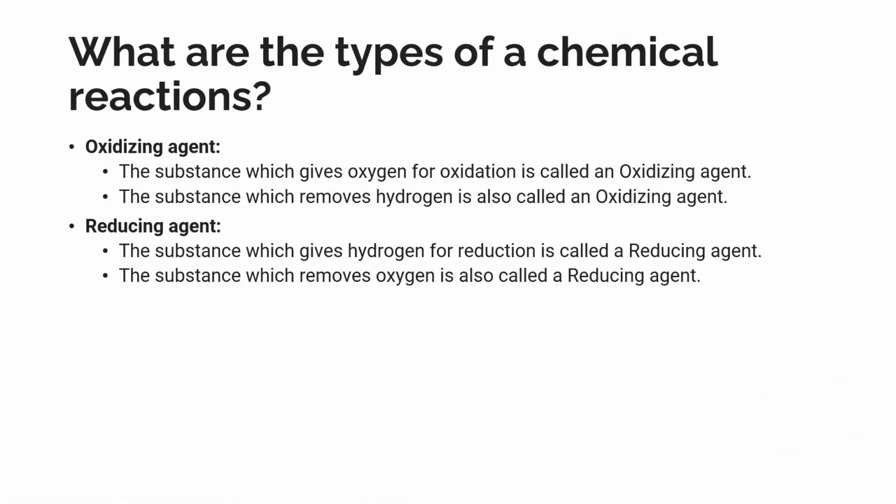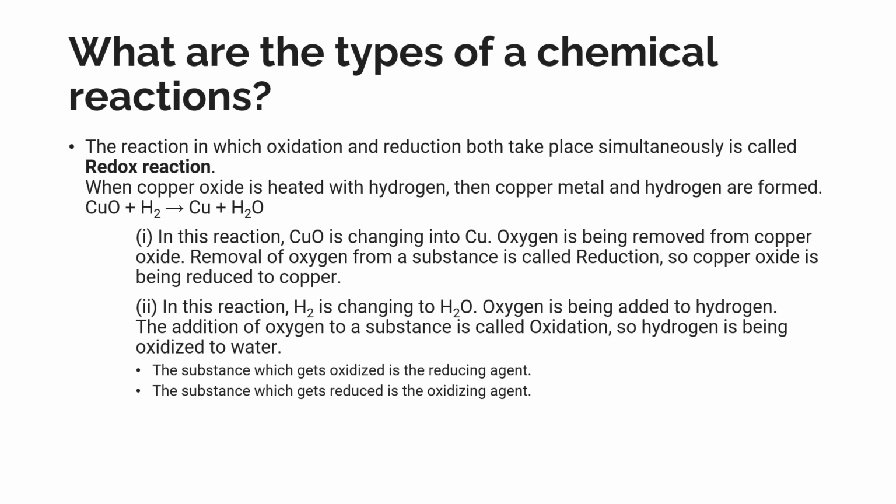So what are an oxidizing agent and a reducing agent? The substance which gives oxygen for oxidation is called an oxidizing agent, and the substance which removes hydrogen is also called an oxidizing agent. Reducing agent: the substance which gives hydrogen for reduction is called a reducing agent. The substance which removes oxygen is also called a reducing agent. So the reaction in which oxidation and reduction both take place simultaneously is called a redox reaction.